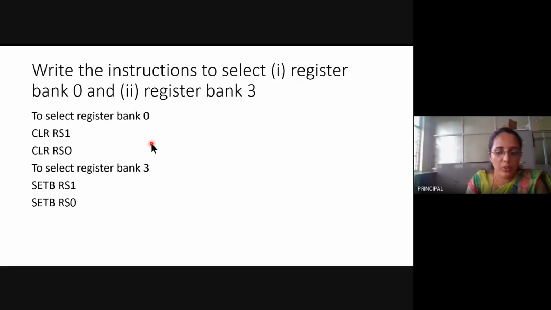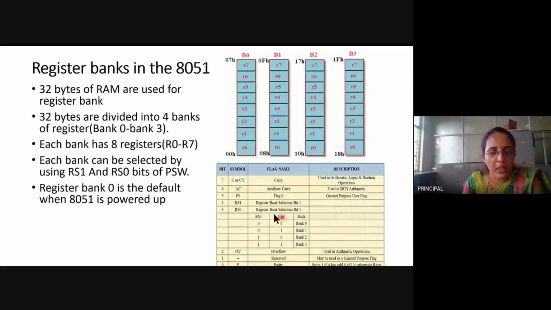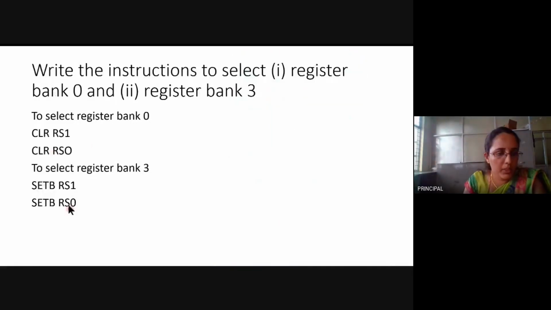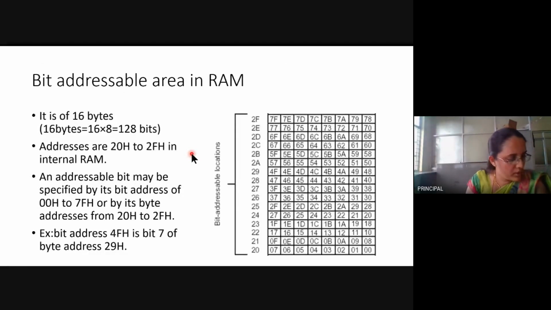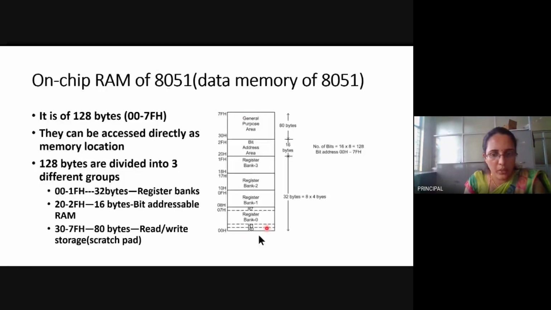So these bits can be manipulated, meaning we can set and clear them by using the clear and set bit instructions. So next, first thing, you have register banks from 00 to 1F, 32 bytes.